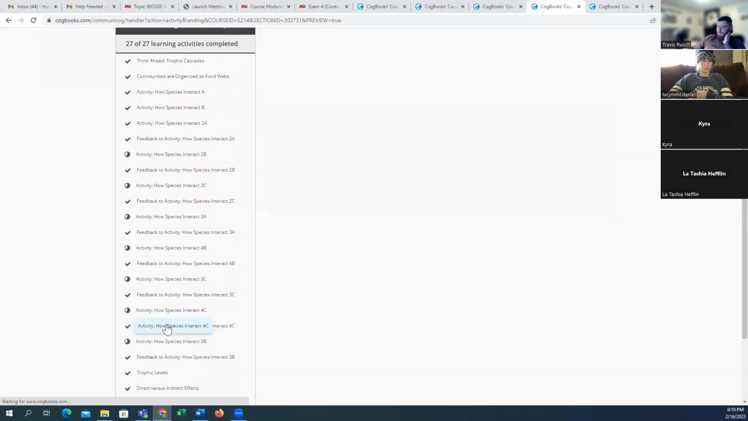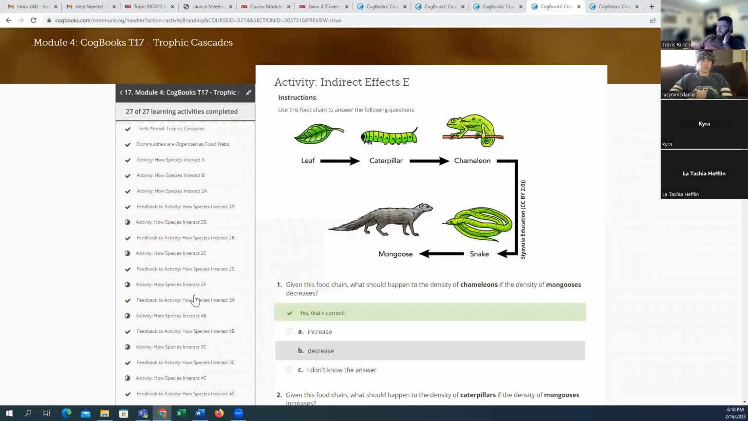There was one more activity with this. This one was the same idea of questions, just a little bit longer chain. If we increase or decrease one, it's going to have an effect one way, and essentially the opposite effect the other way. Just for example, if we increase the density of snakes, that's more food for the mongoose, so we can increase the mongoose population, but it also increases the predation pressure on the chameleon below it. Are there any questions with these two activities?